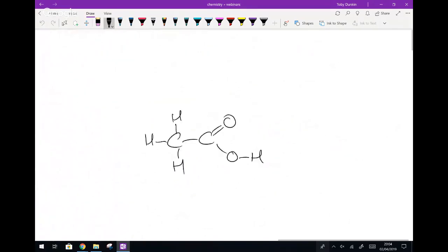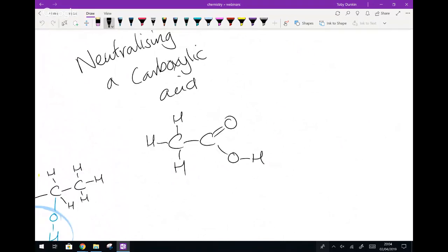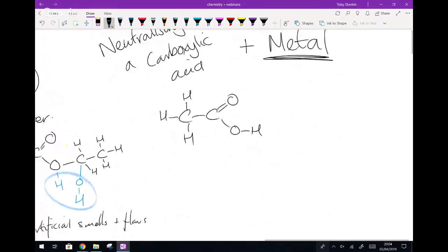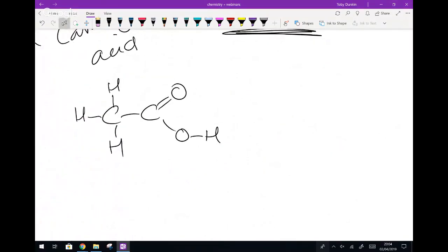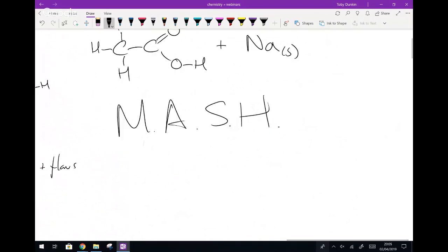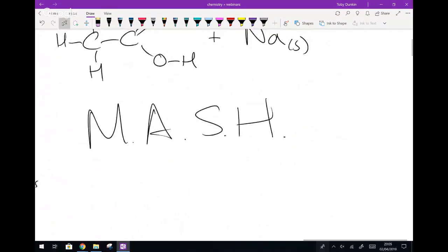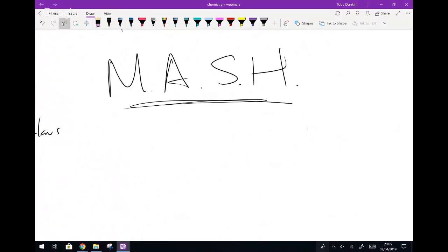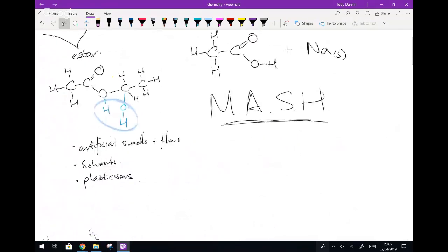So, neutralizing carboxylic acids. Now, on your specification, it specifically says by adding a metal, which is really bizarre why they choose this, but they have. They're saying that carboxylic acids are acids and they will react with metals. So if I react this with sodium metal, they will react. What am I going to form? Metal plus acid gives salt and hydrogen. So okay, I've got my metal.